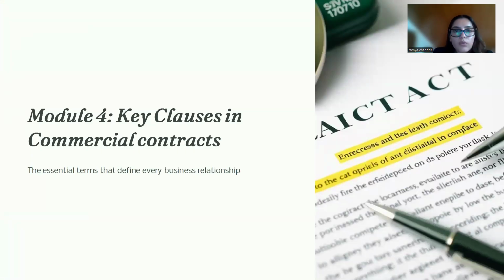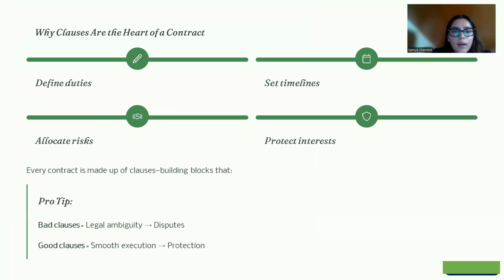Now, in this module, we are going to focus on the building blocks of every business agreement, the clauses that define your rights, responsibilities, and even the risk. So, I guess let's dive straight in. Let's start with why these clauses actually matter.